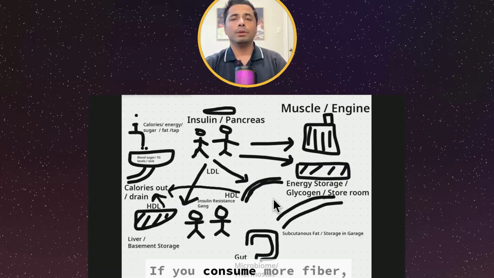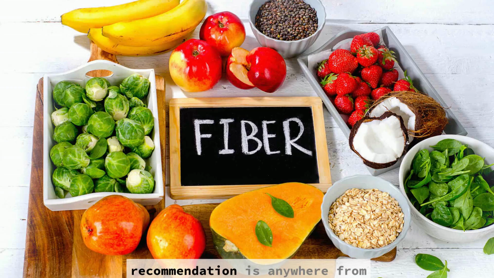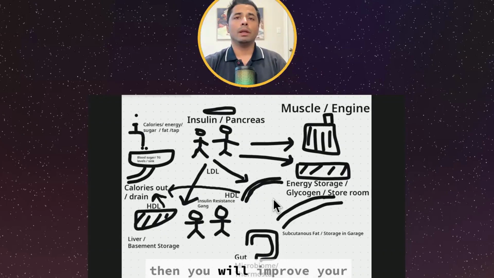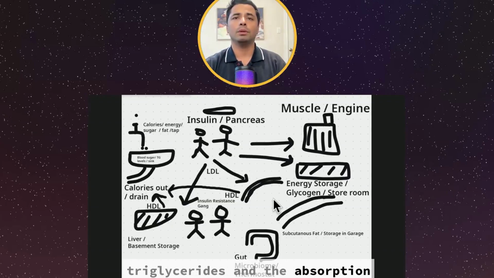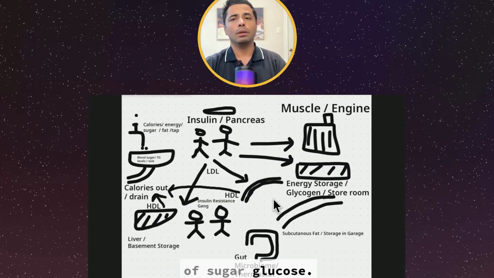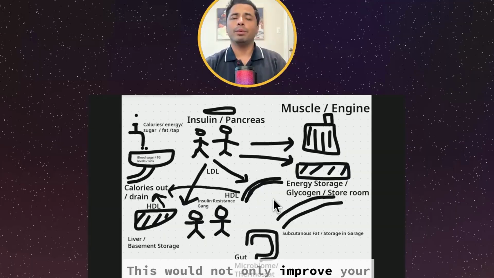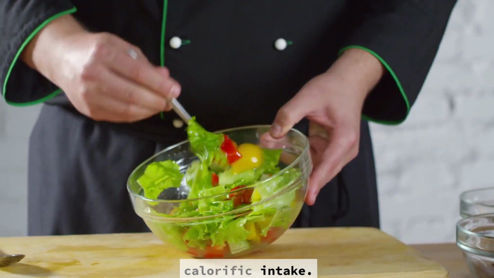Your energy balance is mediated by your gut microbiome. If you consume more fiber, the recommendation is anywhere from 25 to 40 grams per day, then you will improve your metabolism in several ways. Fiber, by producing a cellulose mesh, particularly soluble fiber, stops the absorption of cholesterol, triglycerides, and sugar, glucose. This would not only improve your triglycerides and your sugar, it would also reduce your calorific intake.